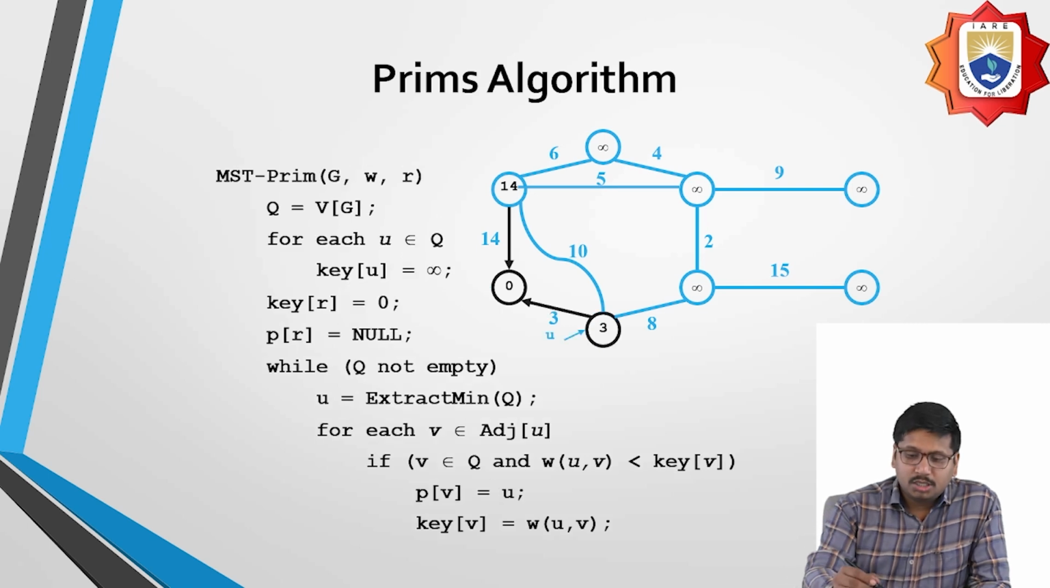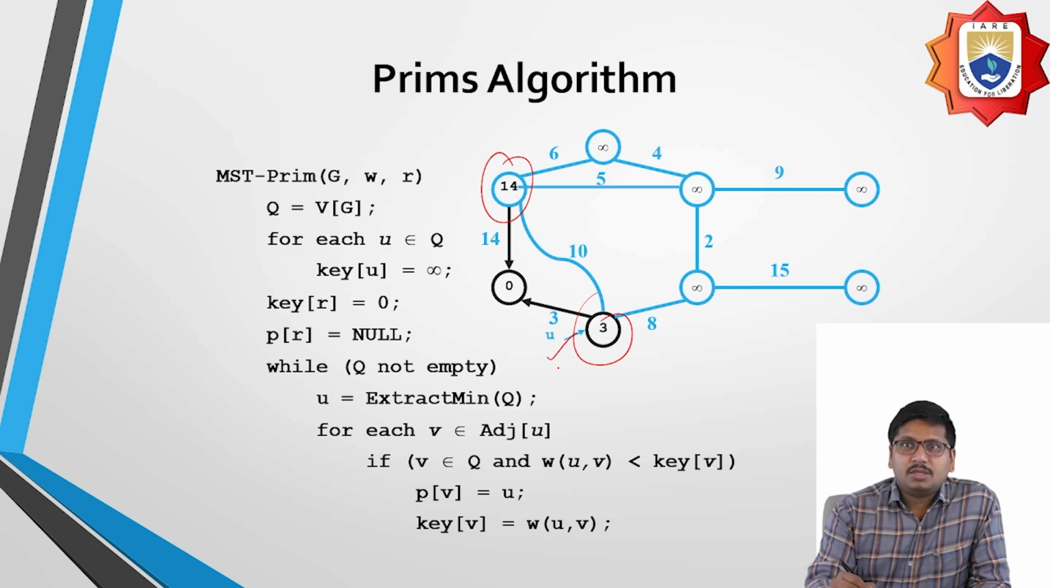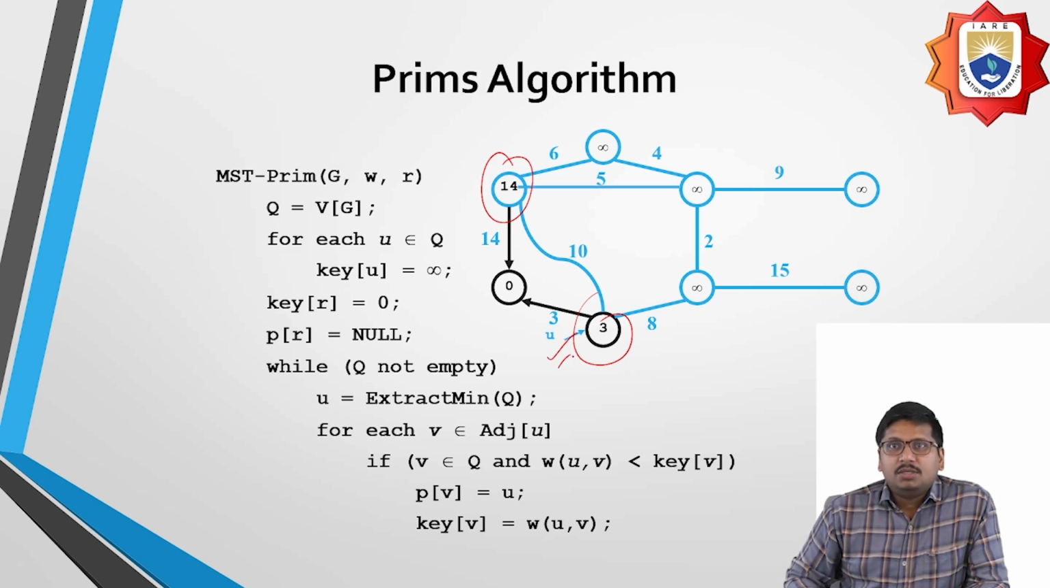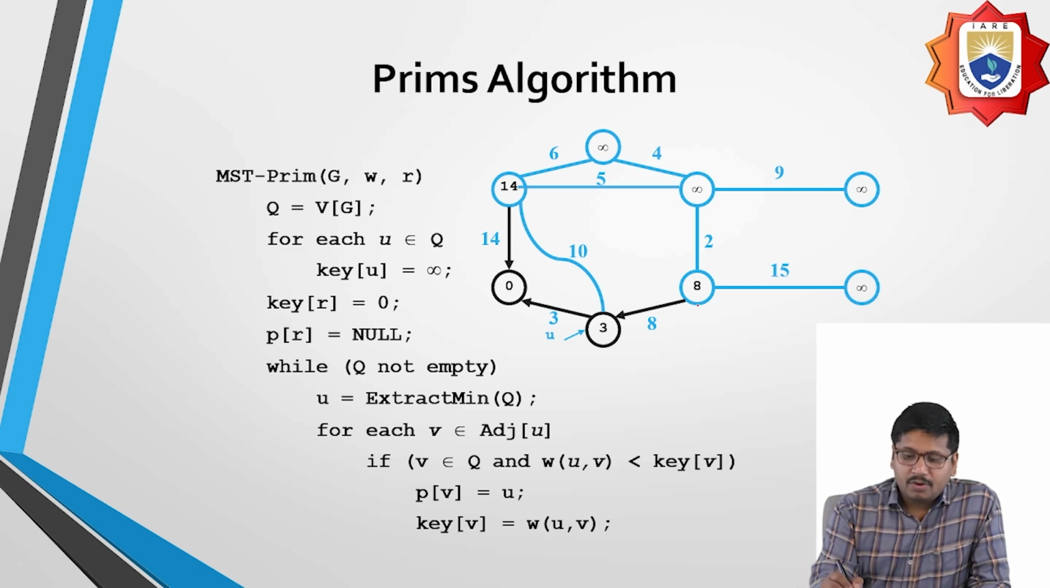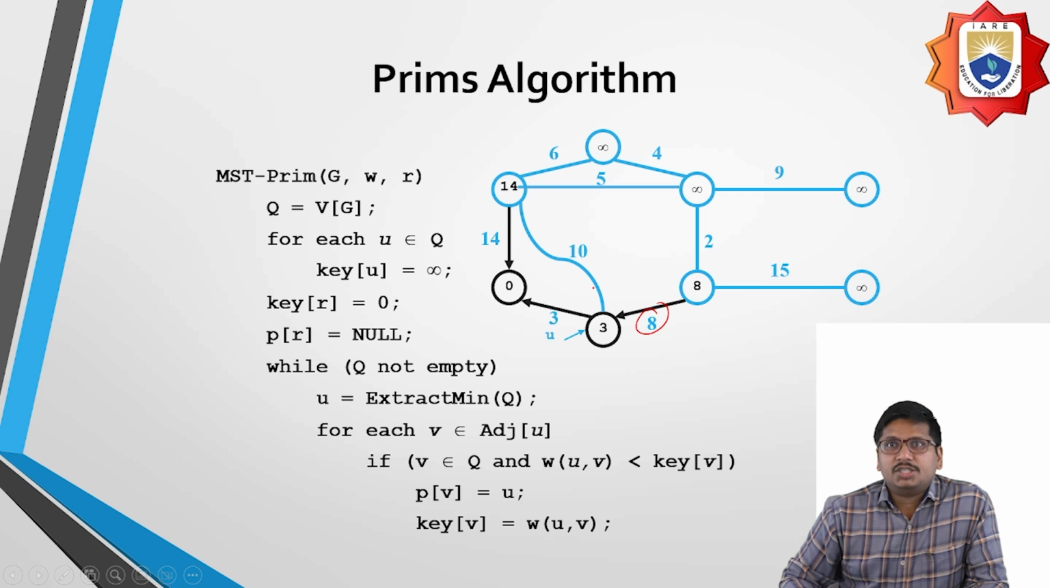So among this 13 and 14, 3 is minimum, right? That's why I mark this as the u. And next, from here I'm going to identify the next minimum that is connected with 3. I'm going to have 8 and 10, but 8 is minimum, so that's why I'm going to select this edge.